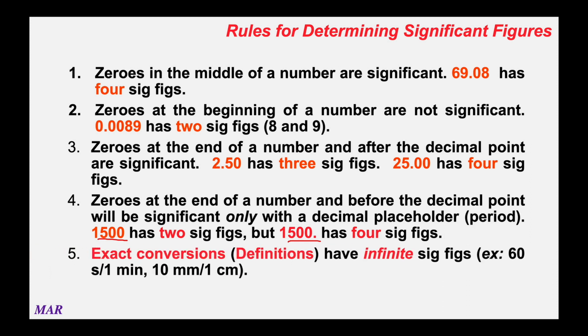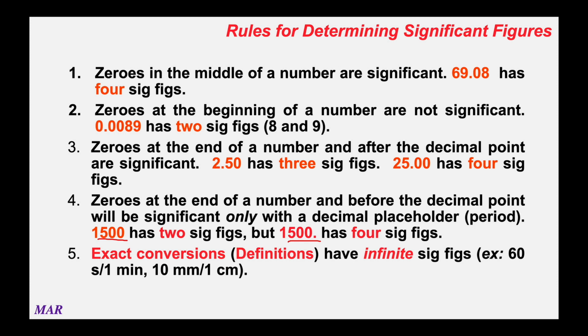Finally, there are some definitions or exact conversions which have what's considered to be infinite sig figs. So, for example, 60 seconds per 1 minute, that is never going to change. You're always going to have 60 seconds in a minute. All right, you're never going to have anything different. So 60 and 1 both look like 1 sig fig numbers. We don't want to have those limit our sig figs. So those are considered definitions and they don't affect your sig figs.